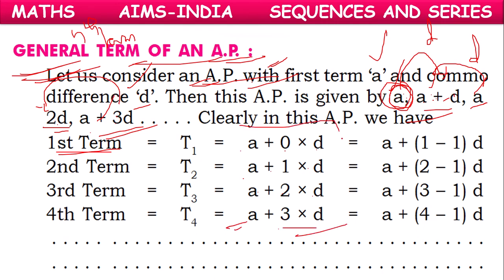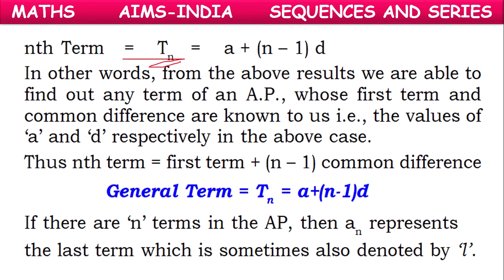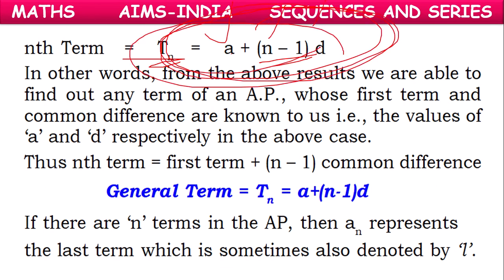If you observe all these terms, when we have T1, here we have 0. This 0 can be written as 1 minus 1. When we have T2, we have 1 here, which can be written as 2 minus 1. T3, 3 minus 1. T4, 4 minus 1. In the same way, for Tn, we can write n minus 1 here. So A plus n minus 1 into D. So this is the general term of the AP, or the nth term of the AP.